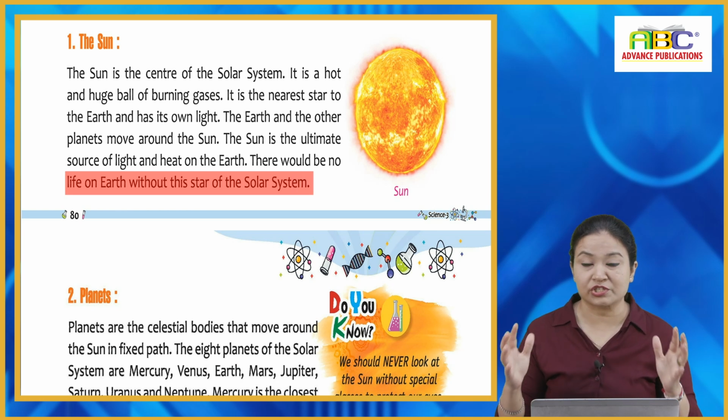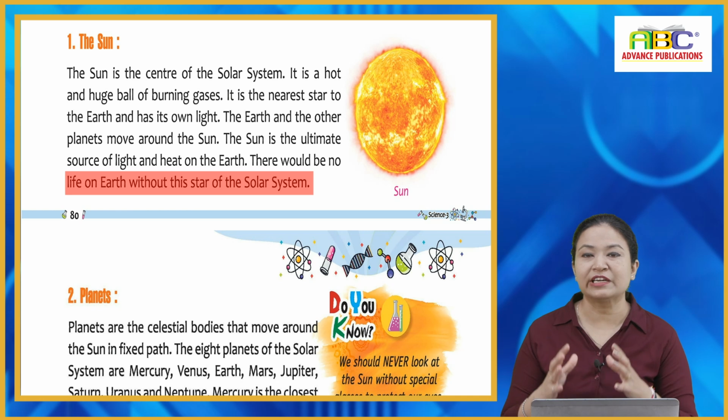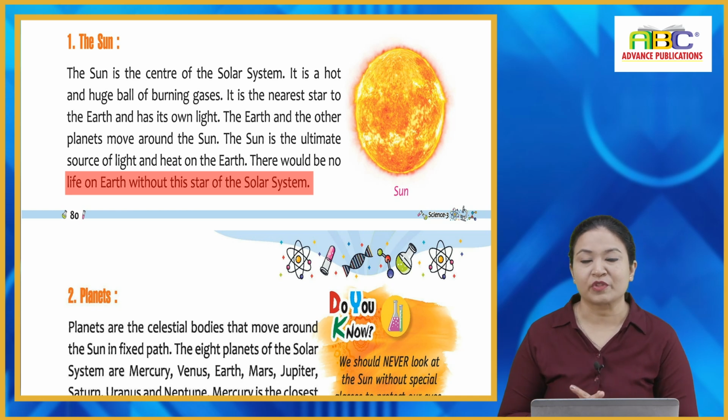So the sun is a huge star and it is a huge ball of heat and light, and we call it a source of light too. Without the sun we can't imagine our life on the earth.